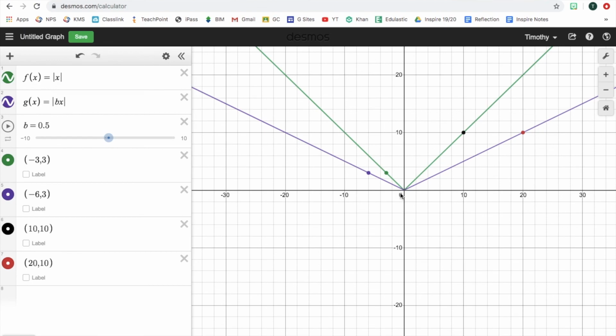And for a horizontal shrink, we're pushing our function into the y-axis. For a vertical stretch, we're pushing away from the x-axis, and for a vertical shrink, we're pushing into the x-axis. All right, that is about it for section 3.7.